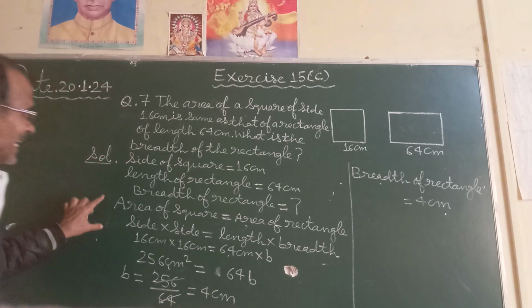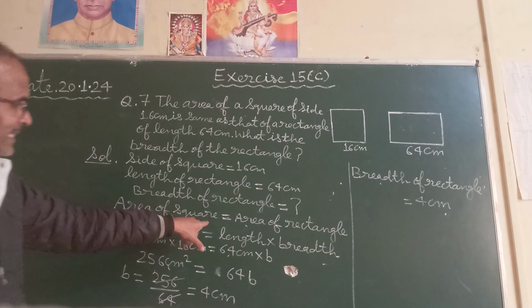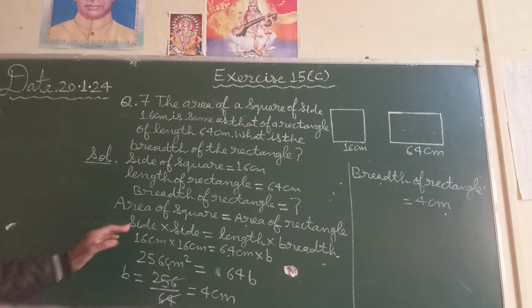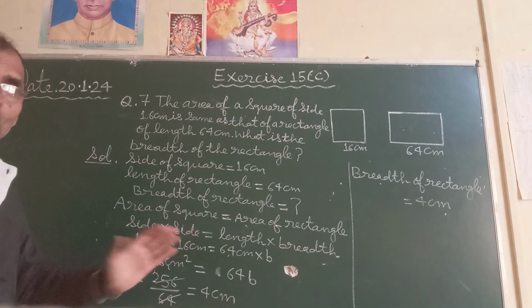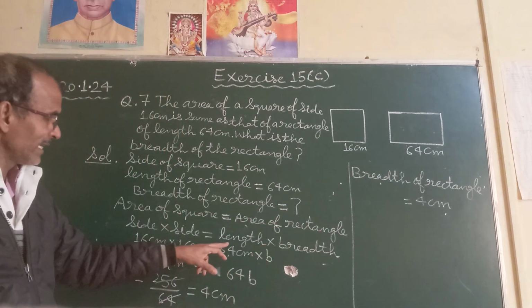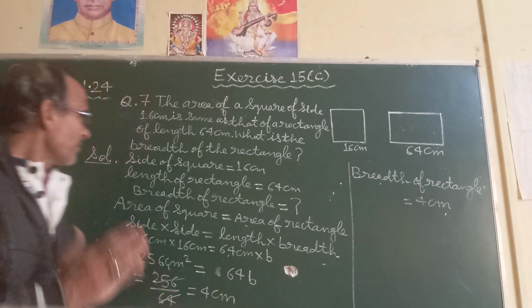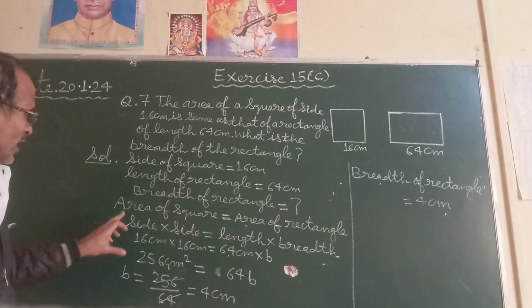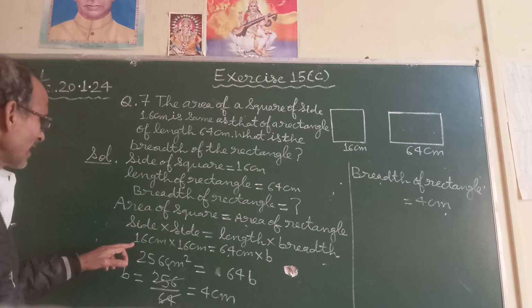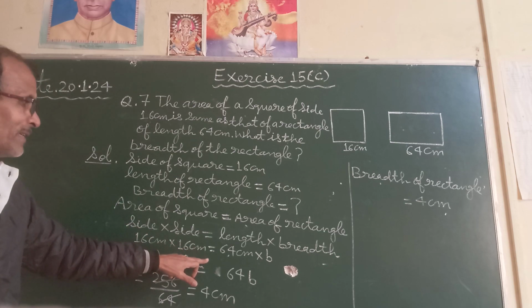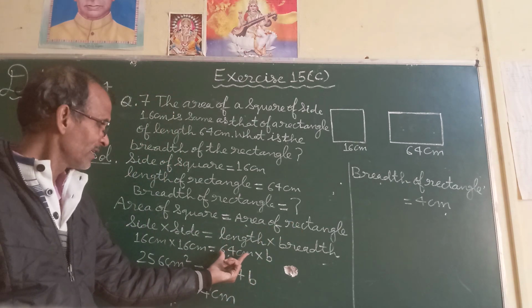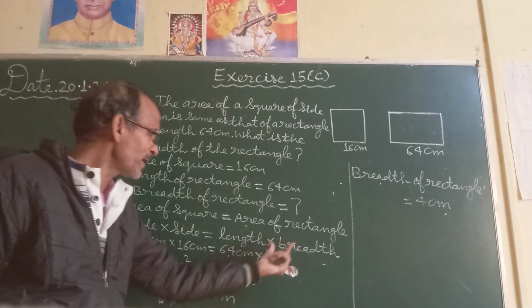So we are also given that area of square is equal to area of rectangle, and you know that formula for area of square is side into side and formula for area of rectangle is length into breadth. By using this formula, area of square will be, side is given 16 centimeter, so area of square will be 16 into 16 centimeter and area of rectangle is length into breadth. Length is given 64 centimeter and suppose breadth is b.